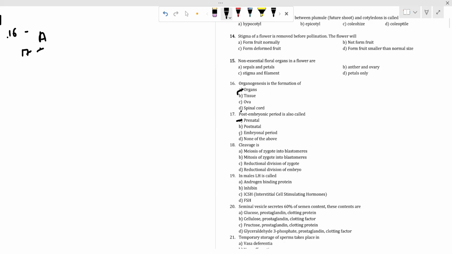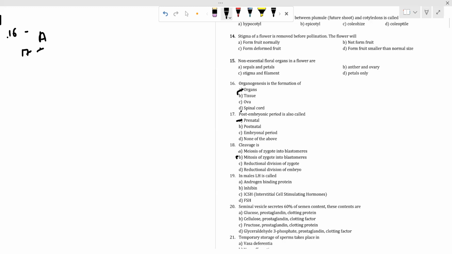Next comes the cleavage. Cleavage, you already know that it is a mitotic division. It is easy to understand: mitotic division of the zygote into blastomeres is going to happen. Cleavage, I told you, is the continuous mitotic division of the zygote.